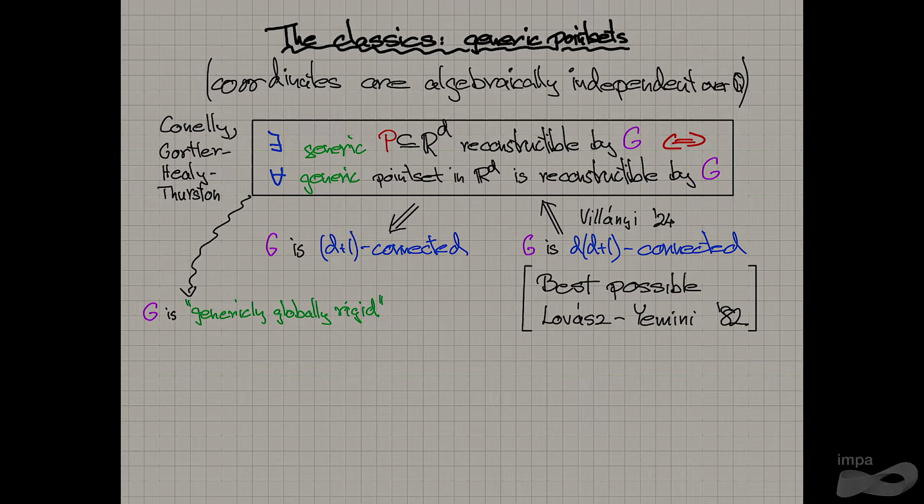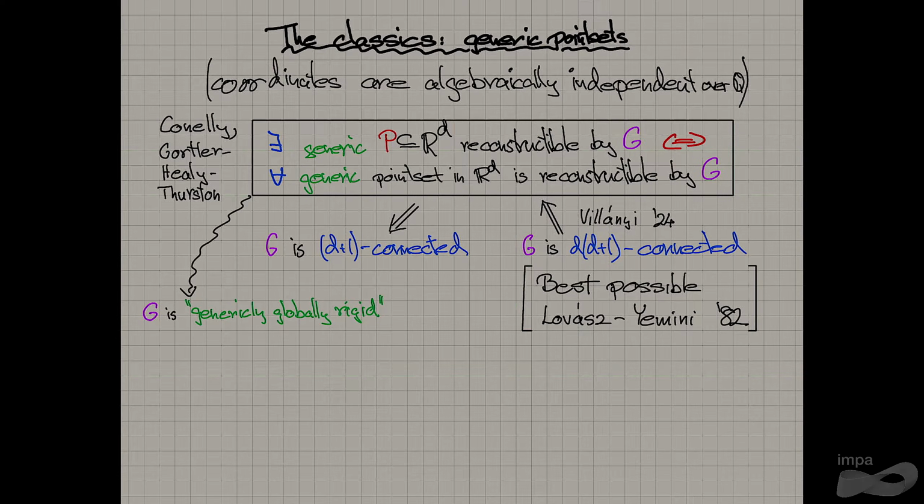And it was a long-standing open problem until last year whether some kind of connectivity implies that you are generically globally rigid in the dimension. This question was answered last year by Soma Villani, who proved that D times D+1 connectedness implies generically globally rigid in the dimension.